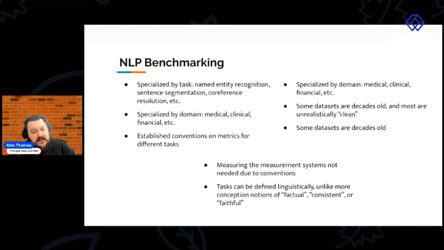You can very clearly define what named entity recognition is. You're saying, find me all the phrases that represent the entities of this type. Or co-reference resolution is a little more complicated to actually define, but is clearly definable linguistically. When we're measuring the LLM responses, we're talking about factuality, consistency, faithfulness. These are much murkier concepts. So benchmarking is a very different thing in this new LLM world than it was in the old NLP world.